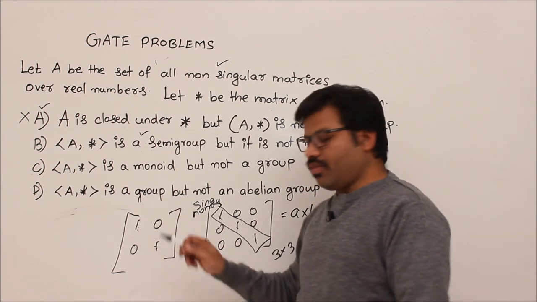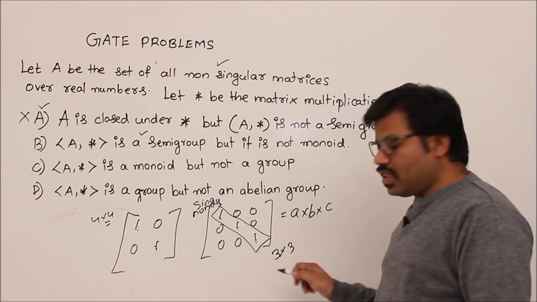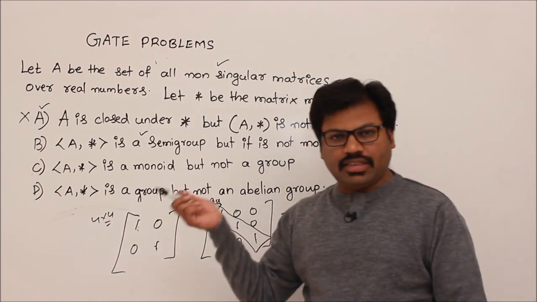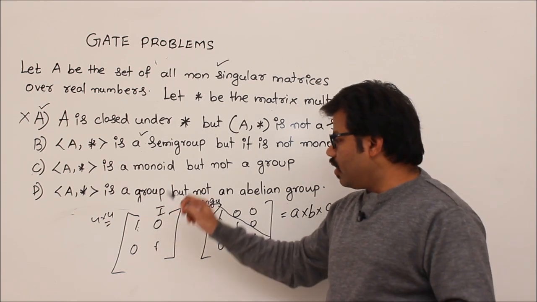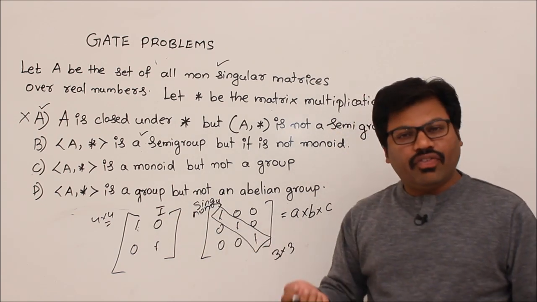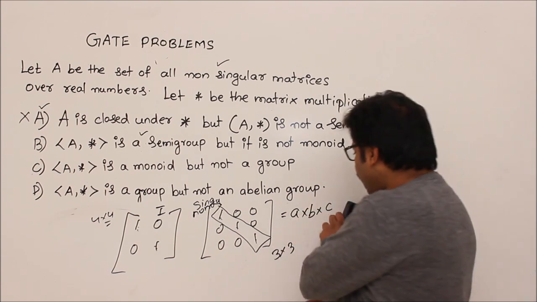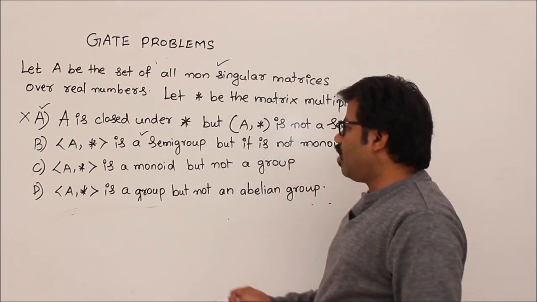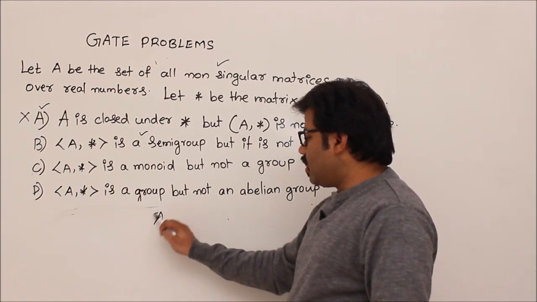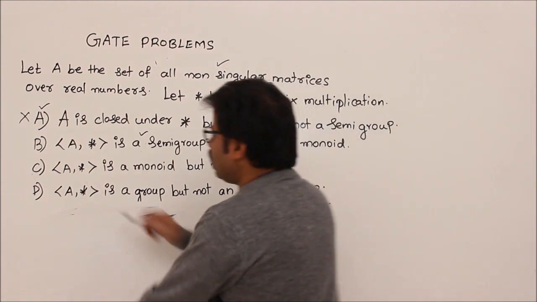Here it is 1 into 1. Similarly, for 4 by 4 also, the determinant is nothing but the multiplication of all the diagonal elements. Okay, in matrix theory you have studied it. So for every such identity element, whatever the order, the determinant is definitely non-zero. That's why the identity element exists in non-singular matrices. Fine. That means what? Your A comma star is a monoid, but this statement says that it is not a monoid, so eliminate this option.